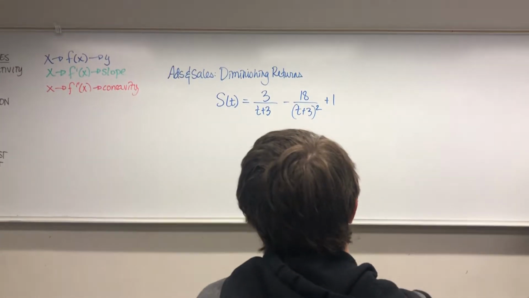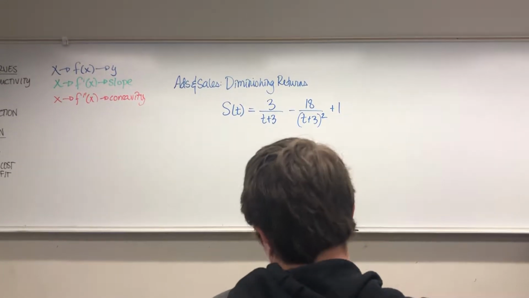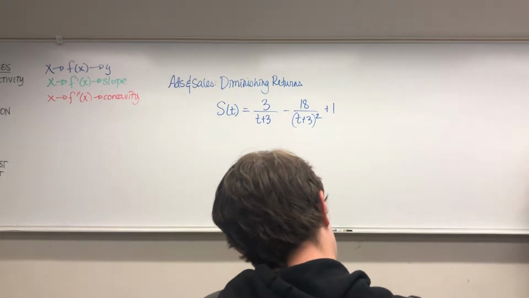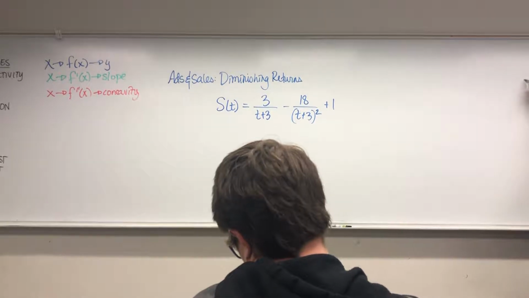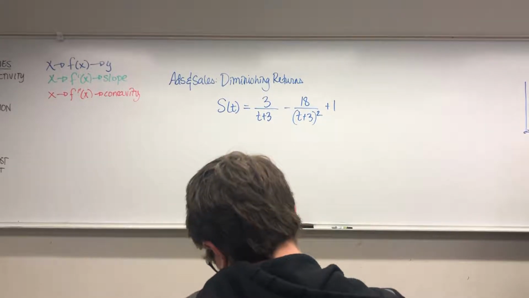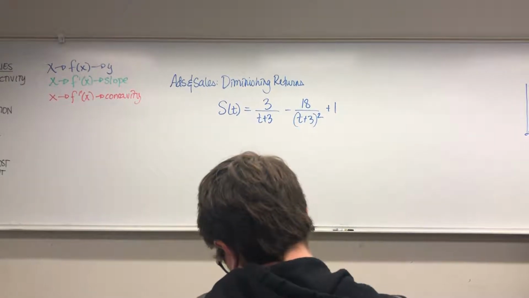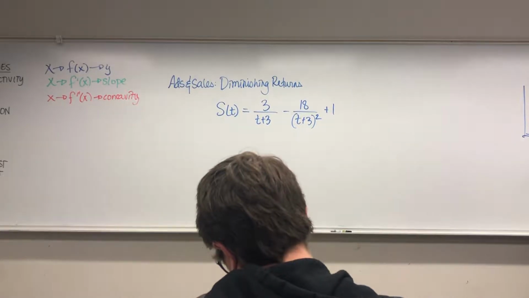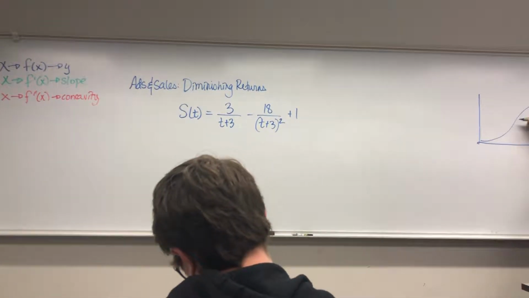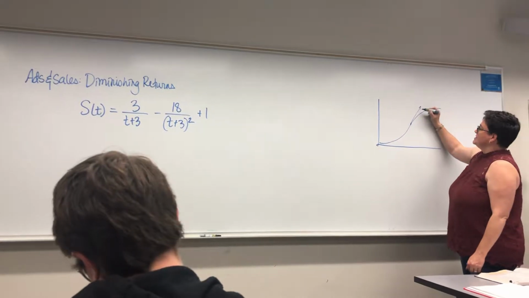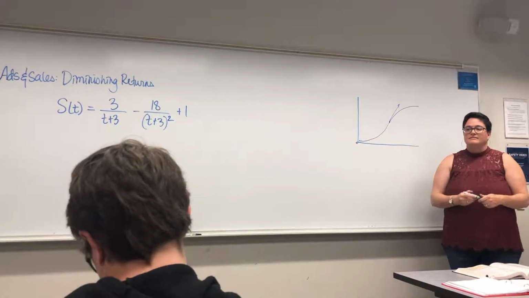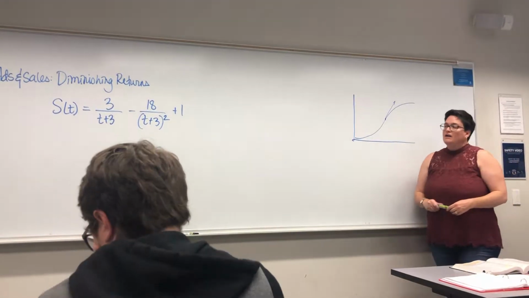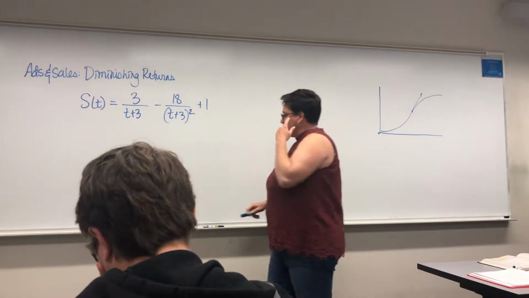Find how long it will be before the rate of change of sales volume is maximized, that is, find the point of diminishing returns. So the rate of change of sales volume is maximized. They're saying the slope, the rate of change, is maximized, is steepest. So they're looking for this point, right? That's what it means. So far, so good?